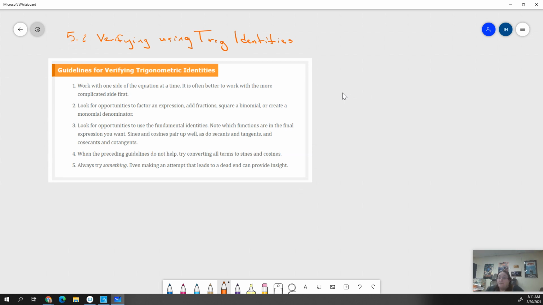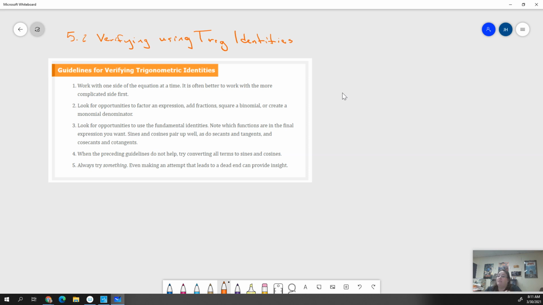Work with one side of the equation at a time. These are going to be a trig thing equal to another trig thing. And you have to go, well, how did they get from here to here? That's the solution, right? You're showing me how we got from one to the next. So what you're doing is you're going to work with one side of the equation at a time.